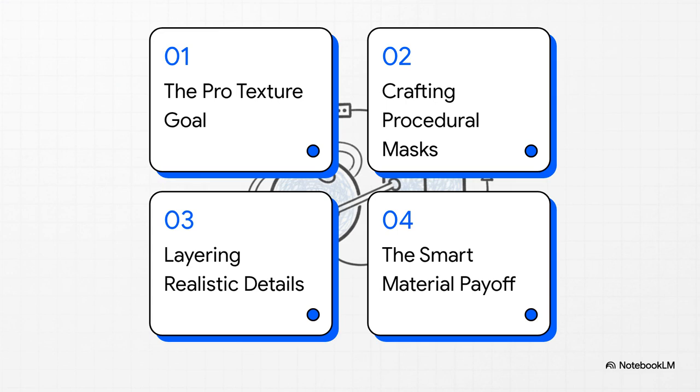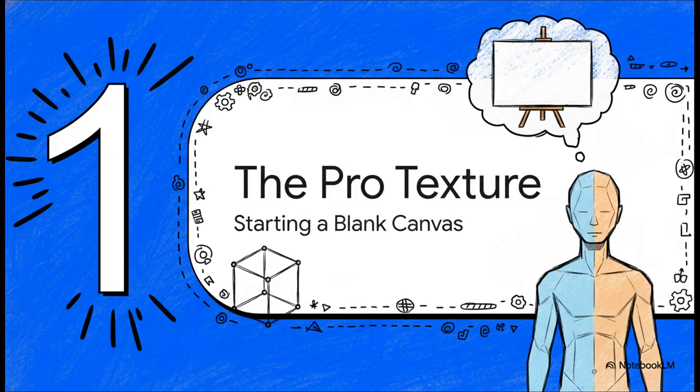All right, let's get into it. Here's our game plan. First, we'll set our goal. Then we'll dive into crafting the procedural stencils that make this all work. After that, we'll layer in all the realistic details, and we'll finish up with a huge payoff, creating a genuinely smart material.